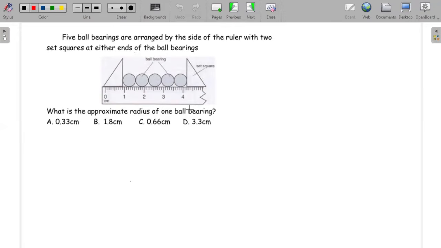You're going to find the average diameter by measuring the distance using the ruler. Then you divide by 5, and then you divide by 2. All right, so let's take note. Those who are unmuted, please, there is a lot of background noise.